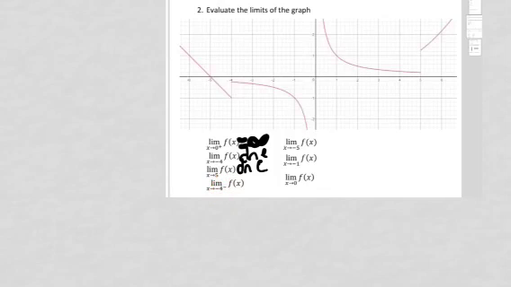Okay, here's -4. We're approaching it from the left. So we come to the left, we're approaching -4, seeing what happens to the y value. The y value is going to -1.